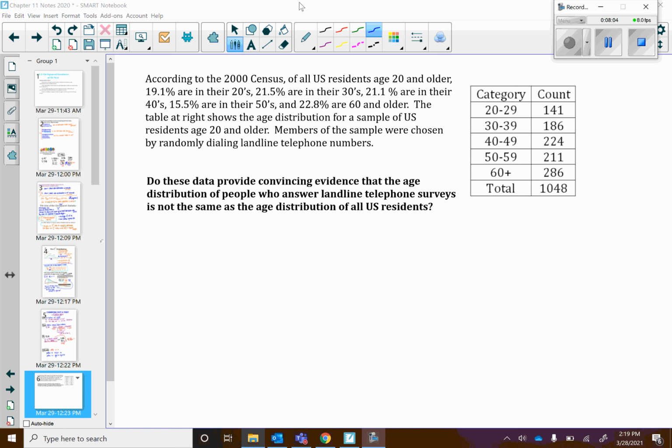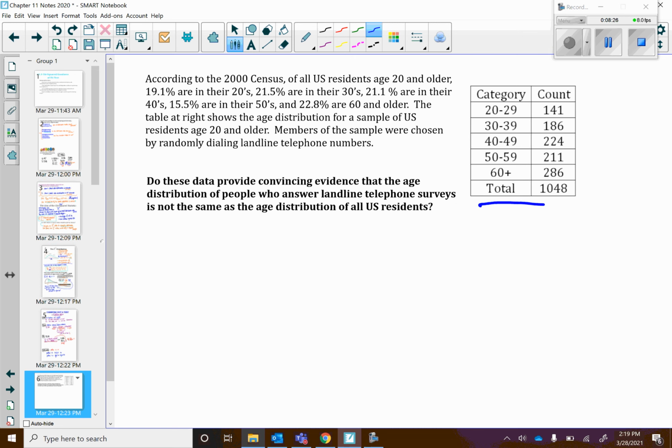Members of the sample were chosen by randomly dialing landline telephone numbers. The question is, do these data provide convincing evidence that the age distribution of people who answer the landline telephones is not the same as the age distribution of all U.S. residents?